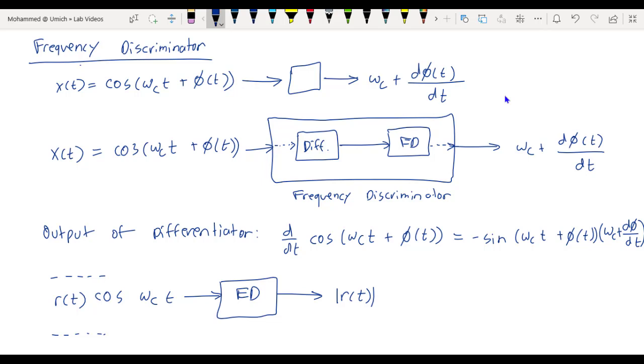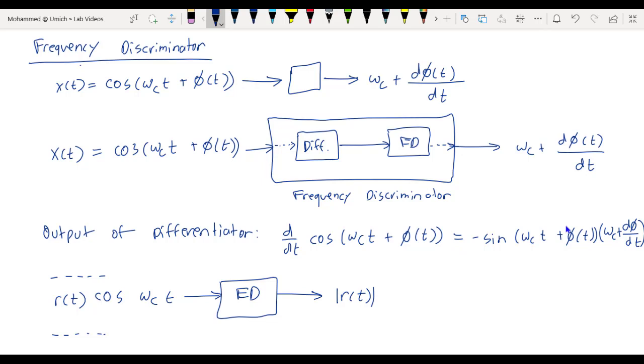Now let's look at how we can actually construct a frequency discriminator. So suppose that we have a differentiator followed by an envelope detector. Let's see if this system as a whole acts as a frequency discriminator. If the input to the differentiator is cosine of omega ct plus phi of t, then the output of the differentiator, which is also the input to the envelope detector, is d/dt of cosine of omega ct plus phi of t, which equals minus sine of omega ct plus phi of t, times, by chain rule, the derivative of this here with respect to time, which is omega c plus d phi of t dt.